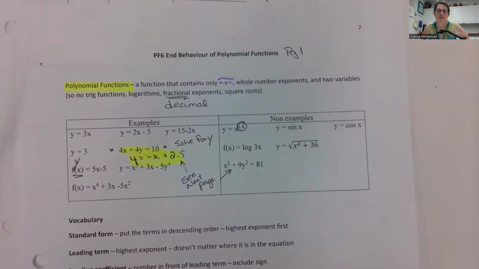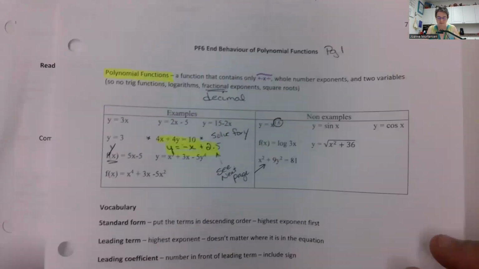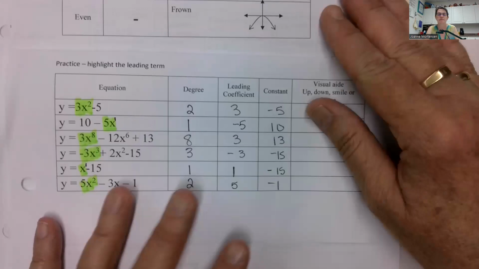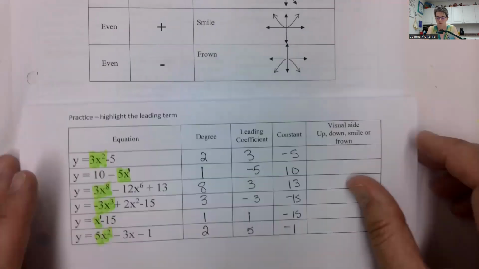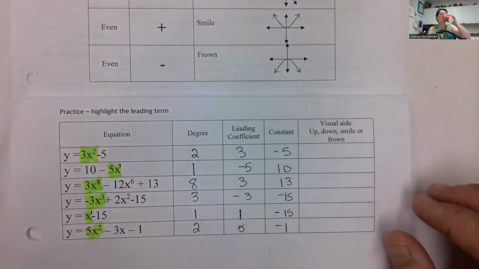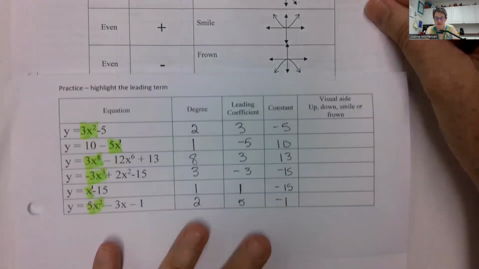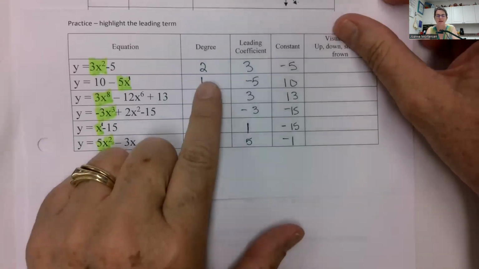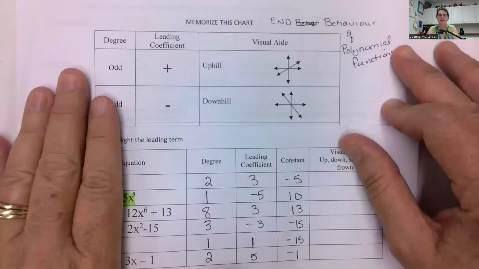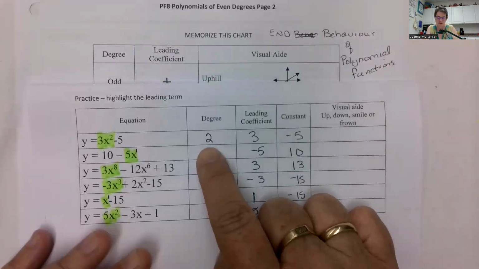Okay, so go back to this page. We talked about what a polynomial function was, and we did the vocabulary, and we did the nice little chart. And I said, don't worry about this stuff, because we don't care at that point. Now we do. So what we're going to do is compare this and bring this down to the chart. Okay, so my first one, degree is 2.